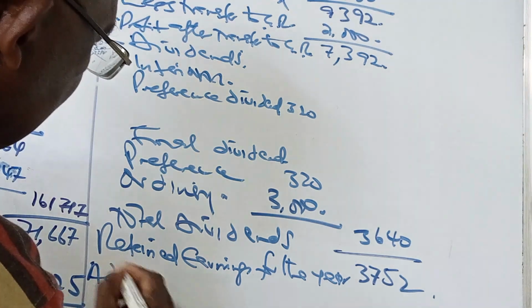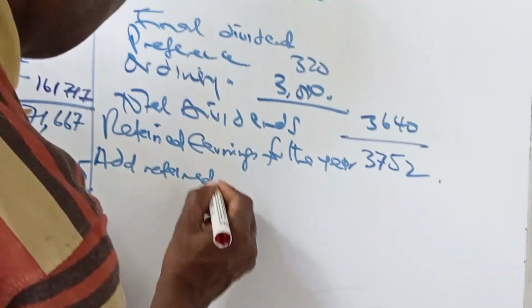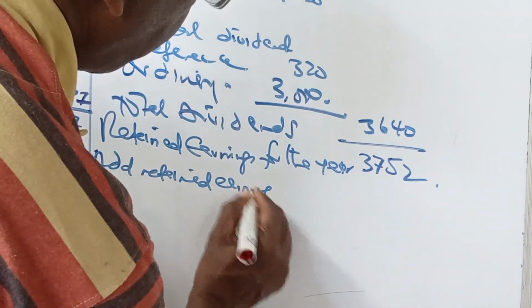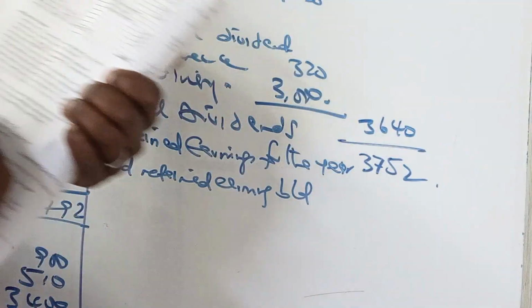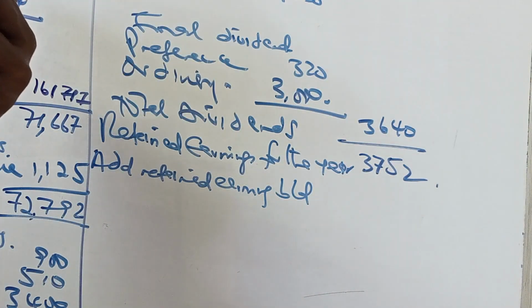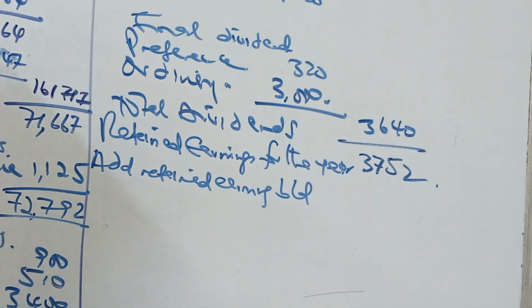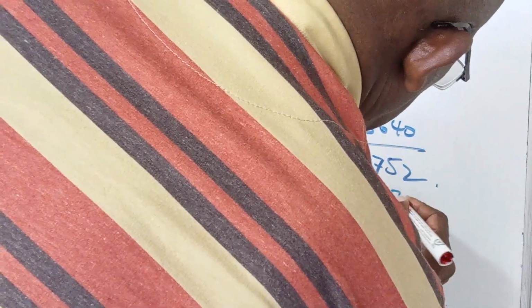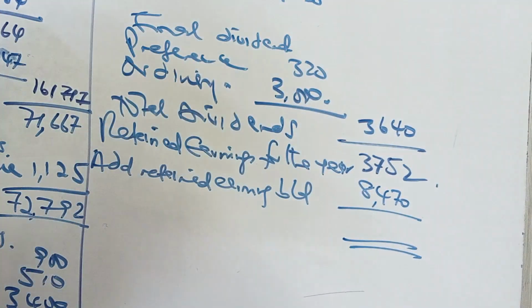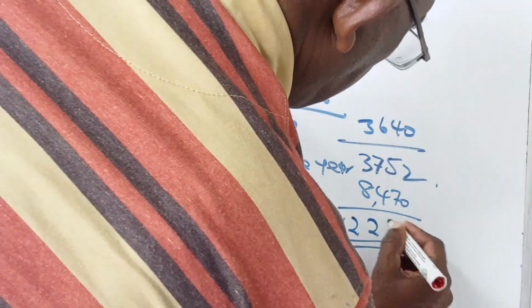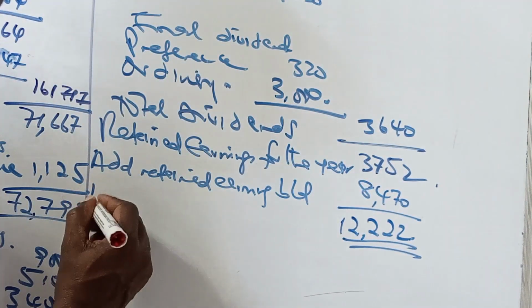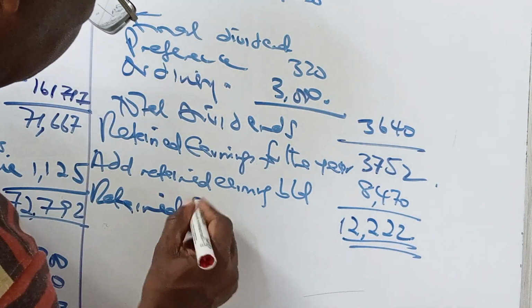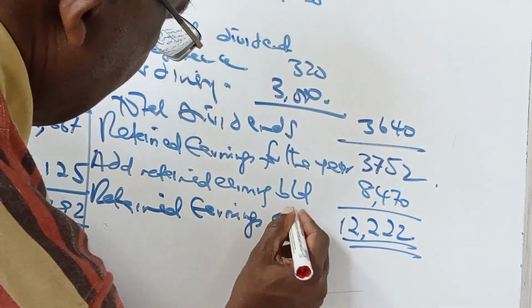So we add retained earnings brought down from previous years. From the trial balance, the second from the bottom is 8,470. So you add 8,470 and you get a closing figure of 12,222. That is the closing retained earnings, or retained earnings carried down at the end of the year.